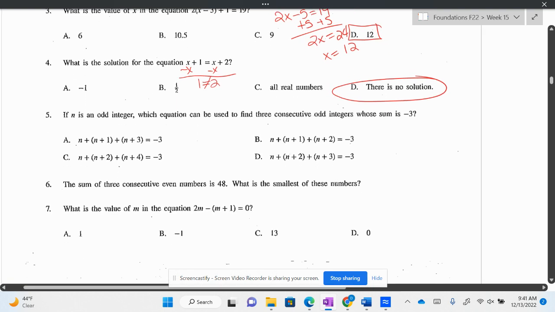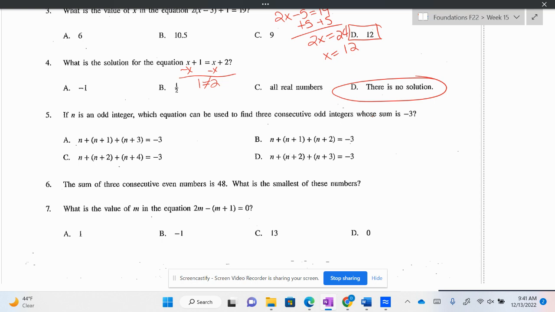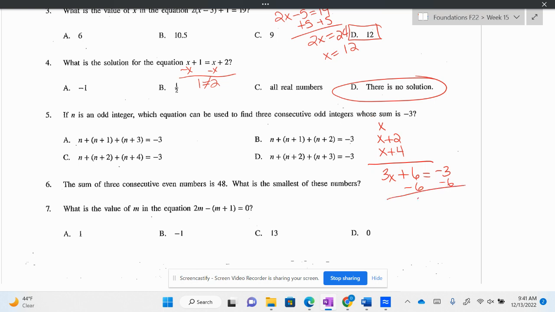If n is an odd integer, which equation can be used to find 3 consecutive odd integers? So let's see. If n is my first odd integer, the next one is going to be n plus 2, and the third odd integer will be n plus 4. I'm going to sum these together. So I have 3n plus 2 plus 4, which is 6, has to equal negative 3. I'm going to subtract 6 from both sides. 3n equals negative 9, which means that n equals negative 3. So my first integer, we didn't even have to solve that. We were just trying to choose the proper equation. So actually C is the proper equation.